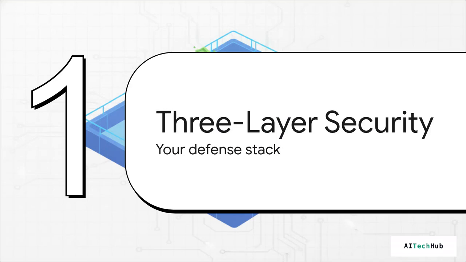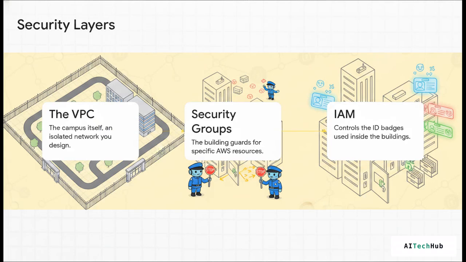So how does it all stack up? Let's look at the 3-layer security model. Remember our big question from the very start? How does the VPC fit with IAM and security groups? Well, this is where it all clicks together into one really robust 3-layer defense mechanism. Layer 1 is the VPC. That's the campus itself, the perimeter fence acting as your absolute first line of defense. Layer 2, those are your security groups. Think of them as the dedicated security guards standing outside specific buildings on the campus, checking the traffic trying to get into an individual EC2 instance or database.